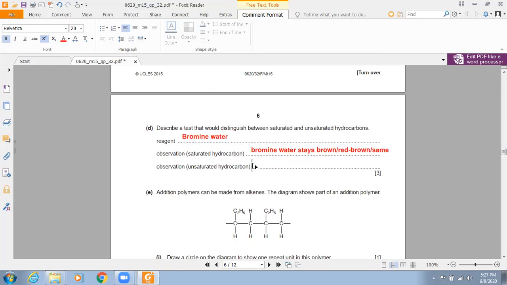And here, for the unsaturated hydrocarbon, bromine water changes from brown to colorless. Okay, so you need to write it down.